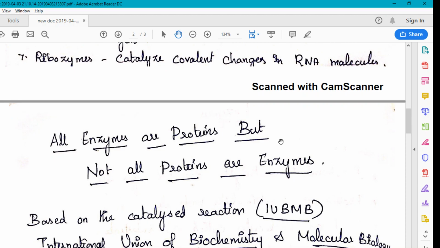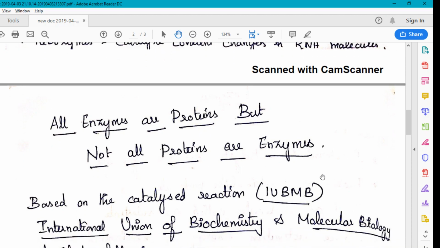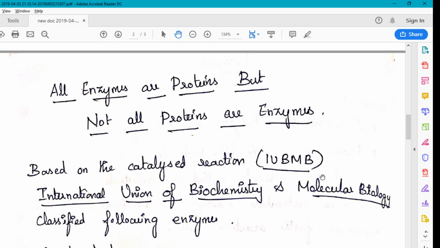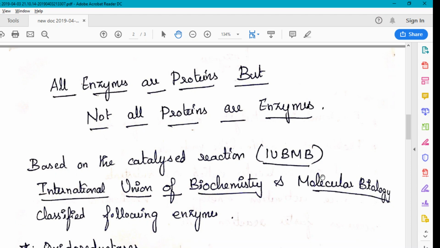There is a universal concept of enzymes: all enzymes are proteins, but not all proteins are enzymes. We have to understand this concept clearly because all enzymes are made up of proteins, but not all the proteins produced are enzymes. Some might be enzymes, some might not. Proteins which are meant to be enzymes are involved in the reactions, and some are used as building blocks or for some other purposes inside the body.